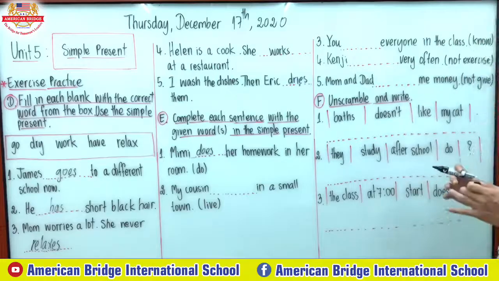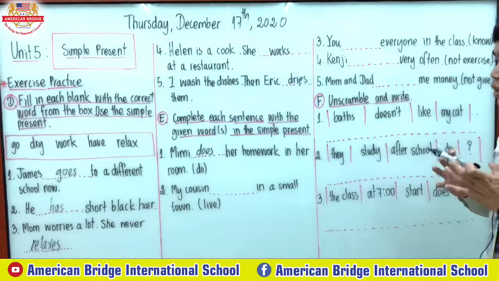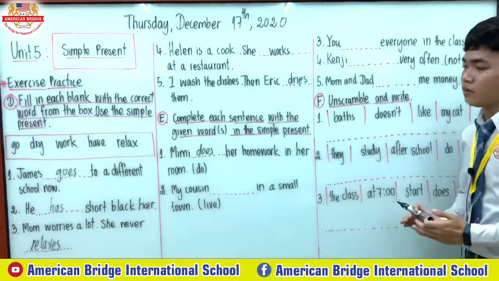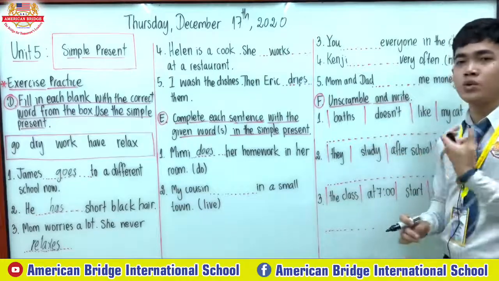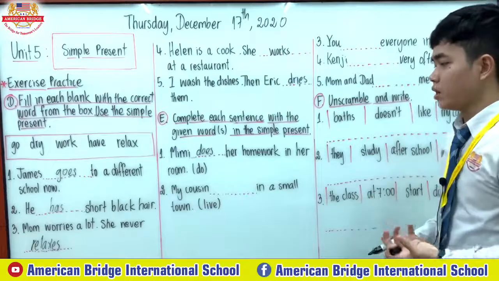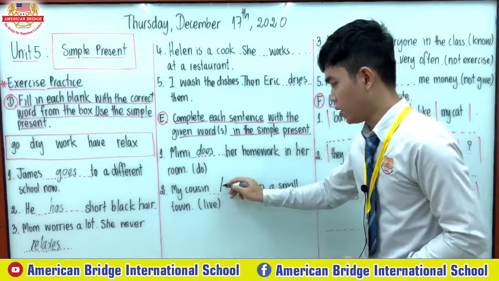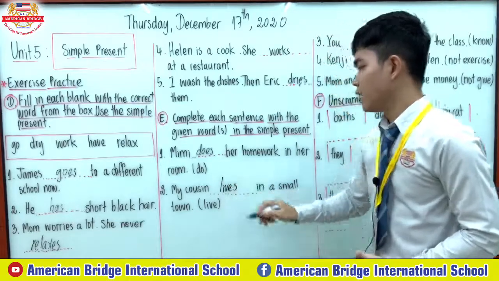Okay, everyone. So number 2, my cousin in a small town. We use it with the word live. So every verb that is used with a singular subject, you need to add s, es, or ies. Okay, good. Lives. Very nice.